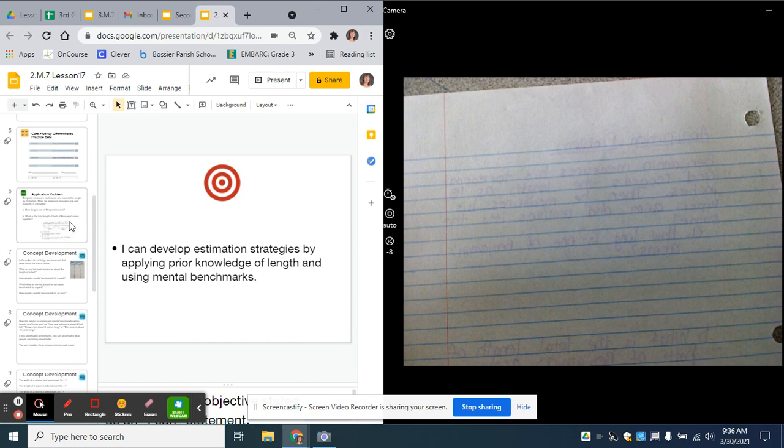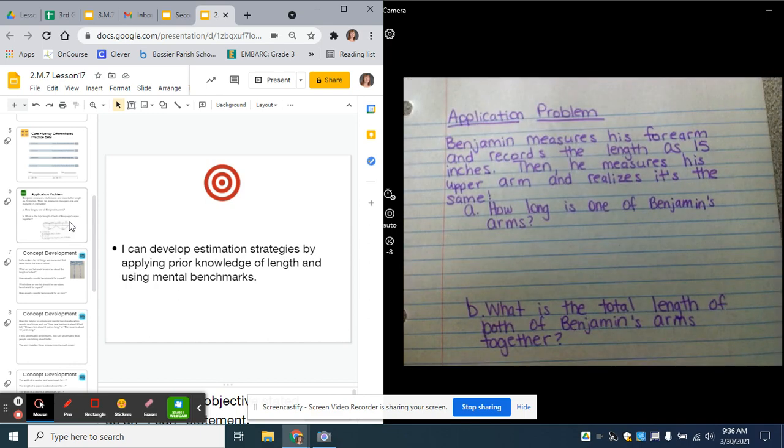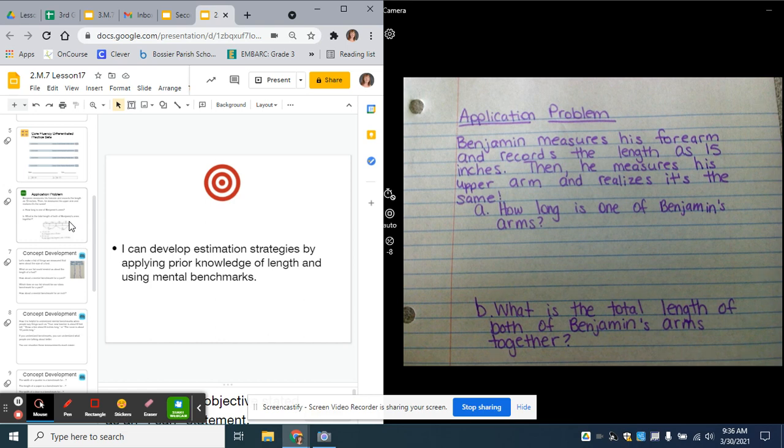The word problem is: Benjamin measures his forearm and records the length as 15 inches. Then he measures his upper arm and he realizes it's the same. Part A, how long is one of Benjamin's arms? Part B, what is the total length of both of Benjamin's arms together? So first, when we're doing a word problem, you should always do the read, draw, write strategy.